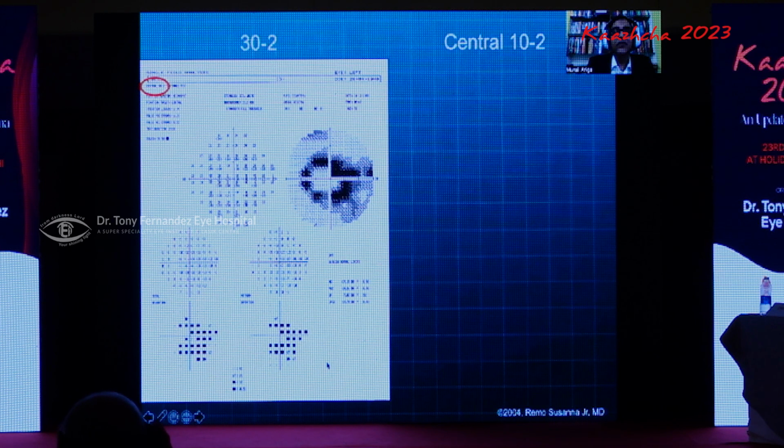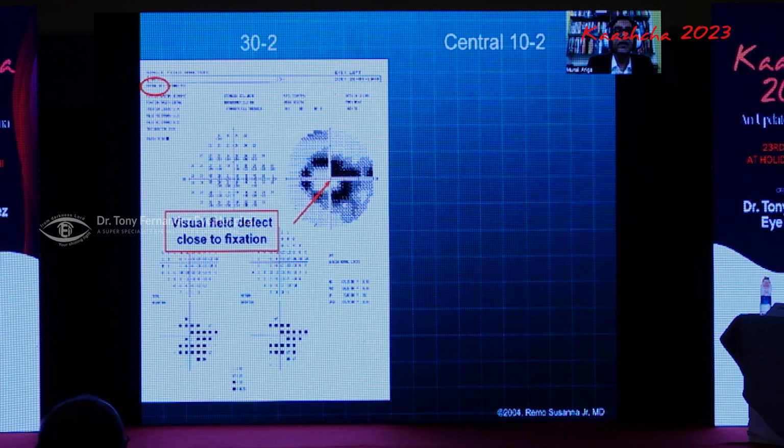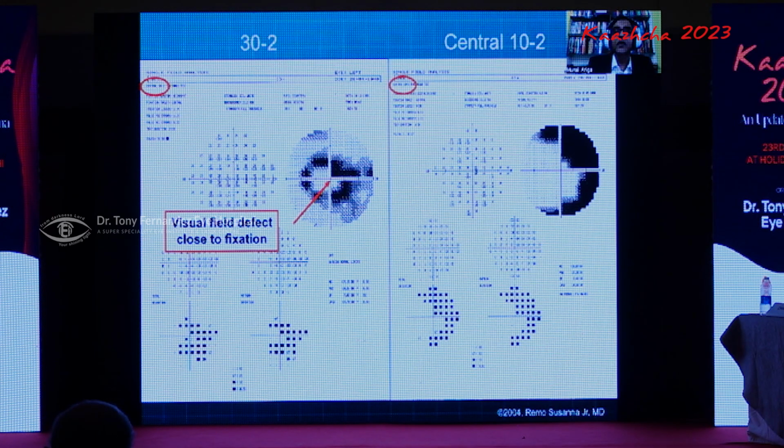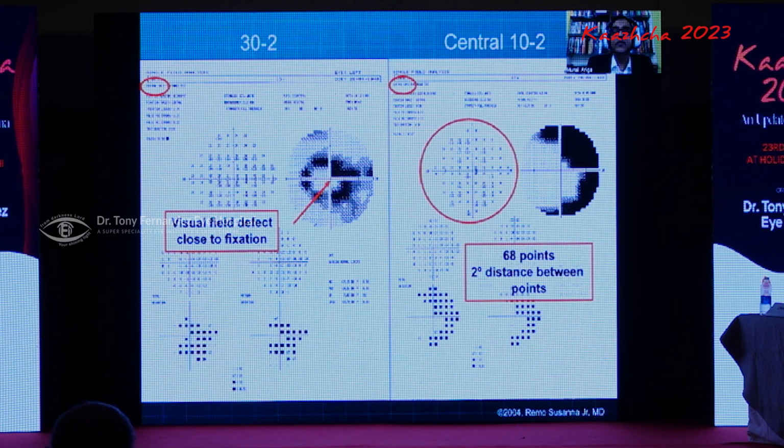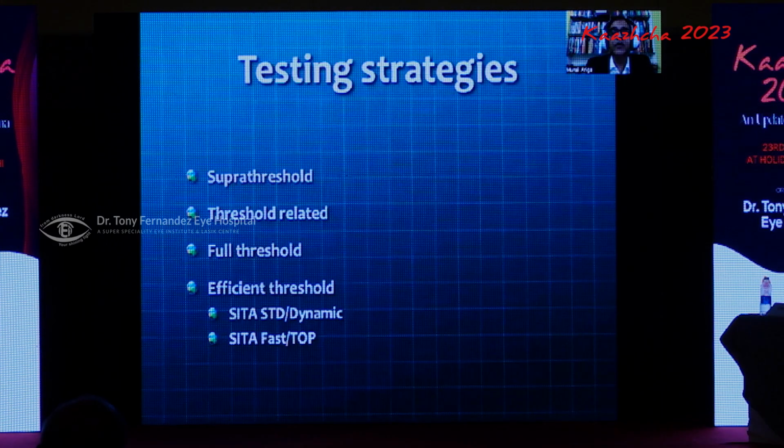And when you do a field for advanced glaucoma, you will find that the central field, including the central 5 degrees of the field, is involved, like in this particular patient. The 30-2 shows involvement of the central field. You need to know more of what is happening in the central 5-10 degrees, when the visual field is close to fixation. You will need to do the 10-2 field. This gives us more information because the number of test points in the 10-2 is 68 points with a 2-degree distance between points, which is why 10-2 is important when you have visual field close to fixation.